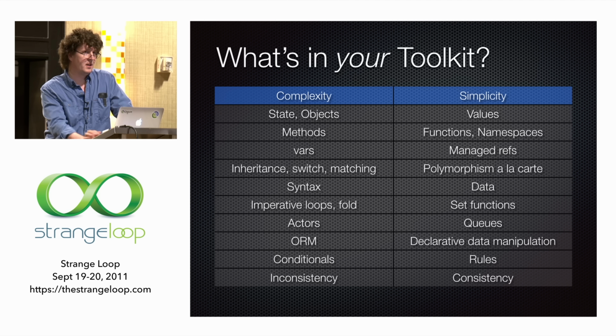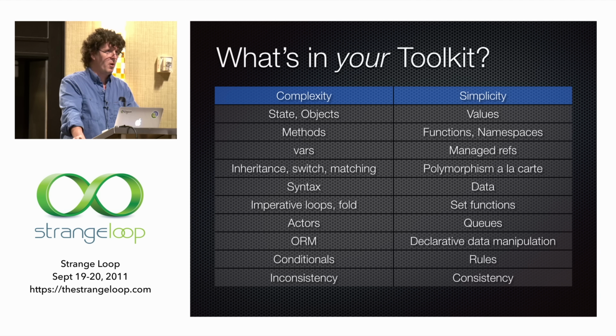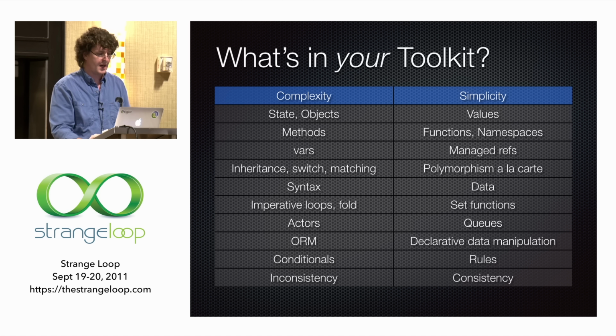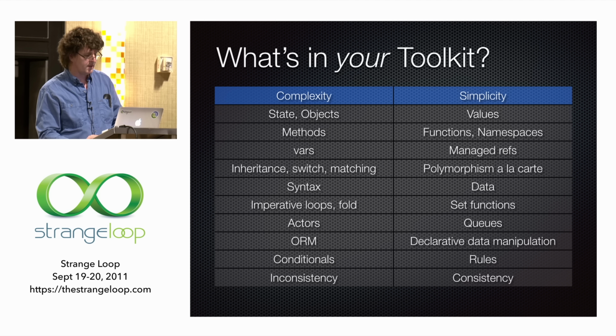And inconsistency is very complex. It's almost definitionally complex, right? Because consistent means to stand together. So inconsistent means to stand apart. And that means taking a set of things that are standing apart and trying to think about them all at the same time. It's inherently complex to do that. And anybody who's tried to use a system that's eventually consistent knows that.